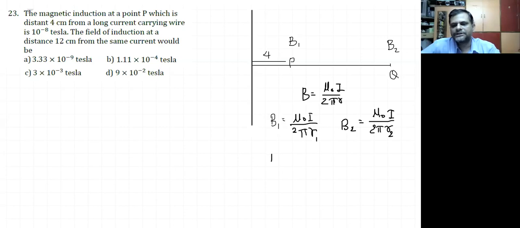And if we just take the ratio, so B1 upon B2 actually happens to be r2 upon r1 here. Since B1 is already given, we can just replace it by that and get it as 10 raised to minus 8 Tesla here.